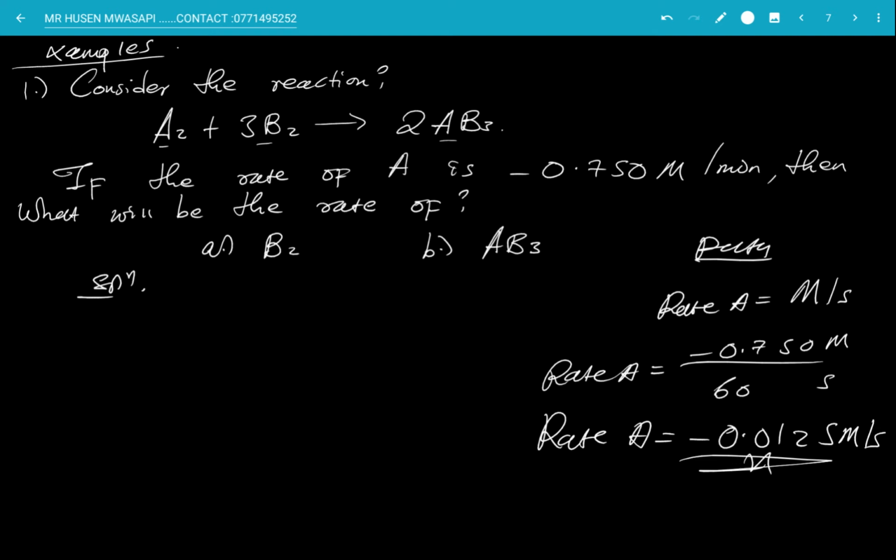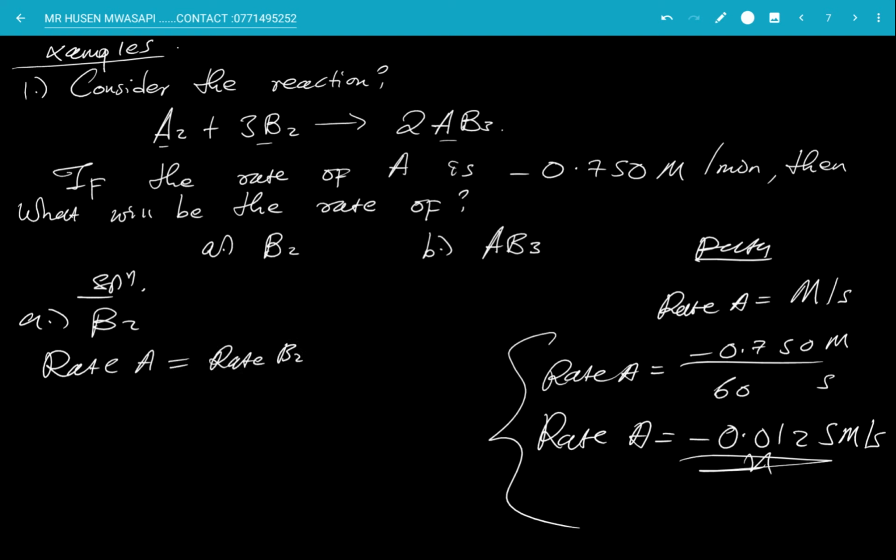Alright, so let's try and find the rate of B2. Remember, the relationship would tell you to say the rate that you have, which is rate A, because that's the only rate you will use to find the missing rates. So rate A should equal rate B2, and this should equal what? Rate AB3. But now we're interested in finding rate B2. So we say, therefore, rate A should equal rate B2.